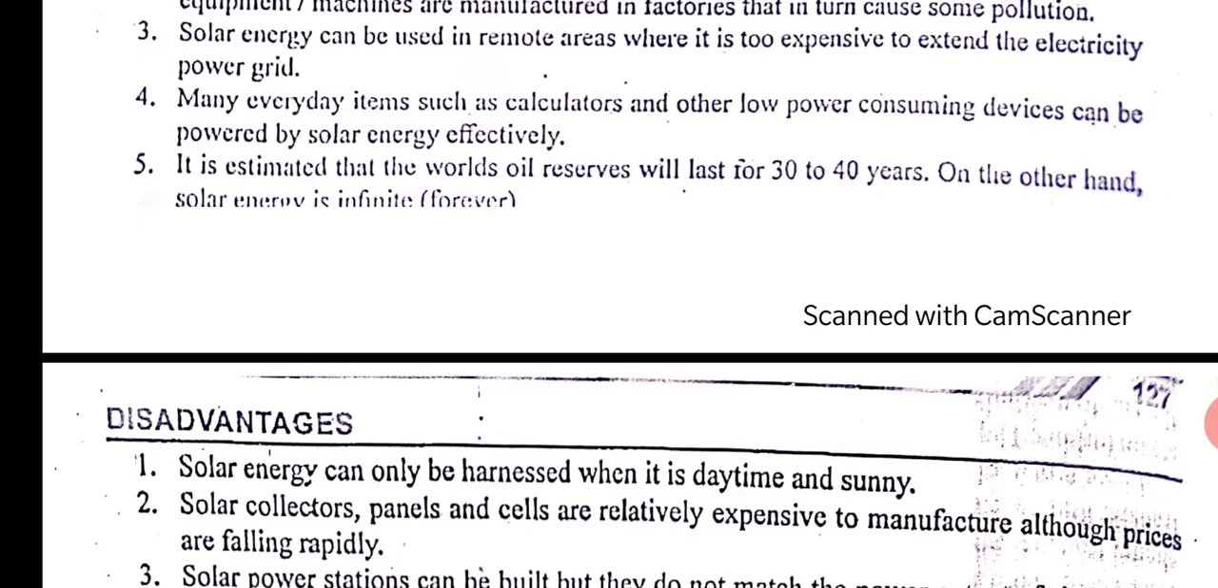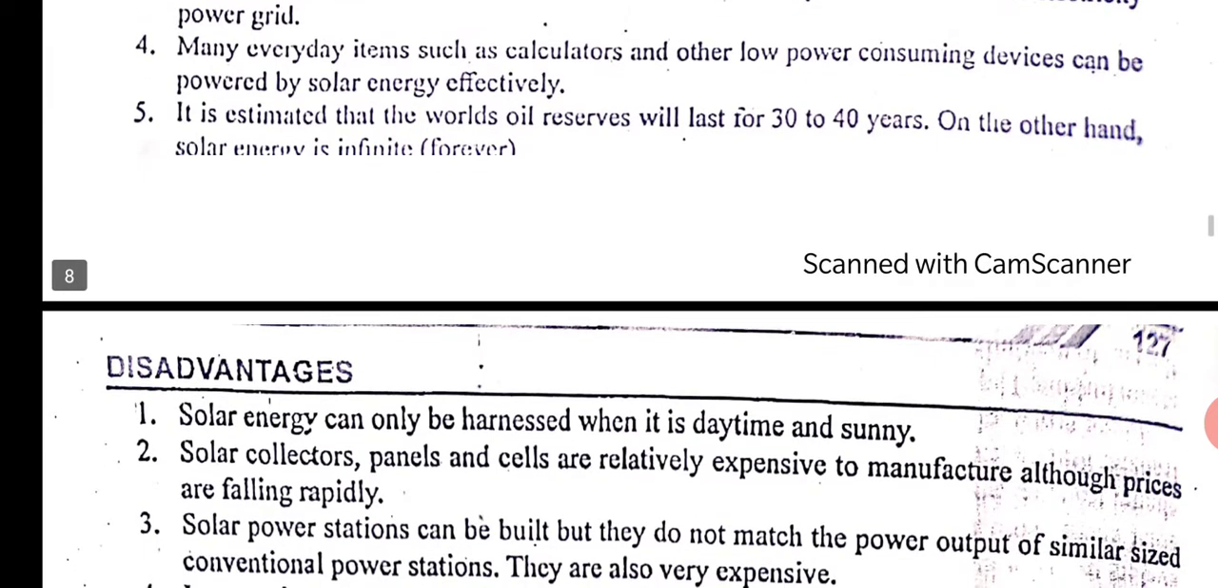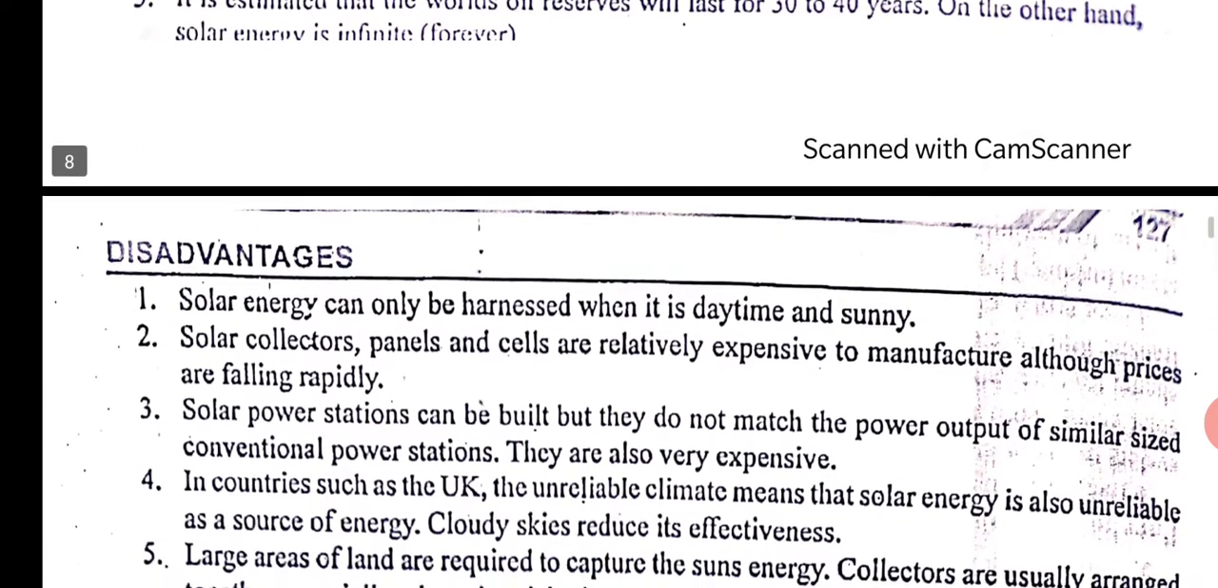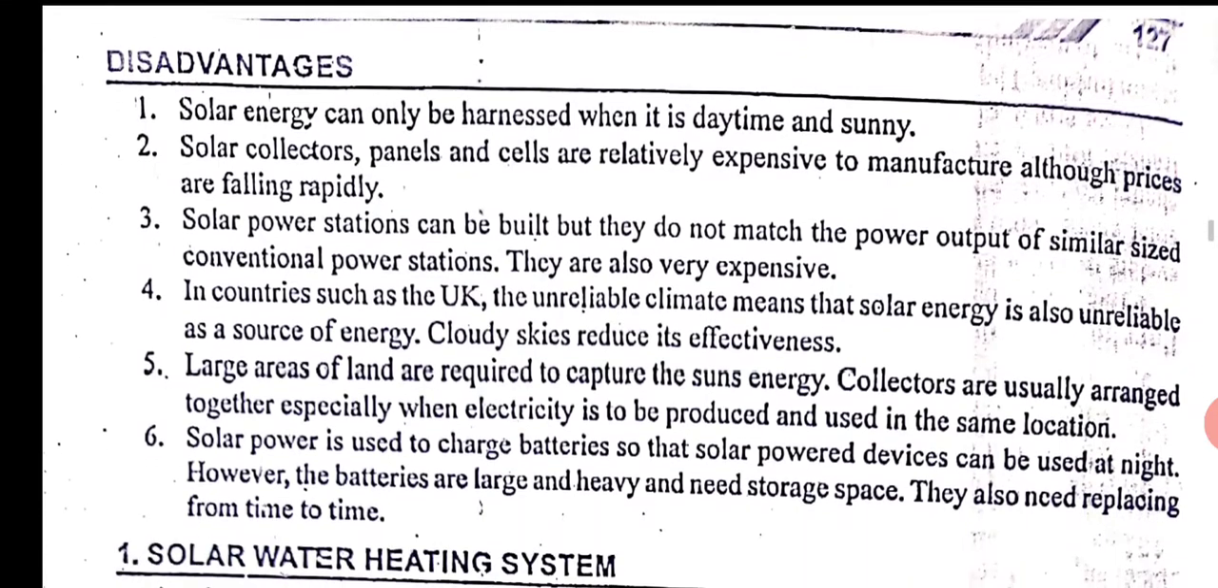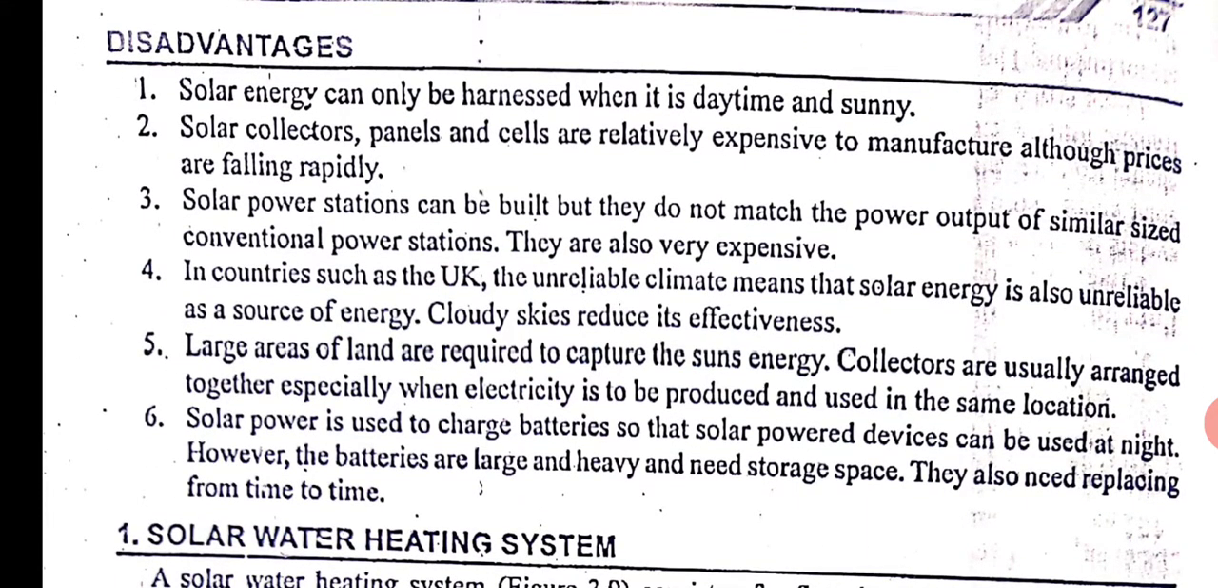And we all know that the fossil fuel reserves, coal, oil, gas, are very finite, maybe 30 to 40 years. But solar energy is forever. So these are the advantages. Now let us look at the disadvantages. The main disadvantage is solar energy is only available in the daytime, not in the night. So its availability is intermittent. For nighttime application you need some storage device.